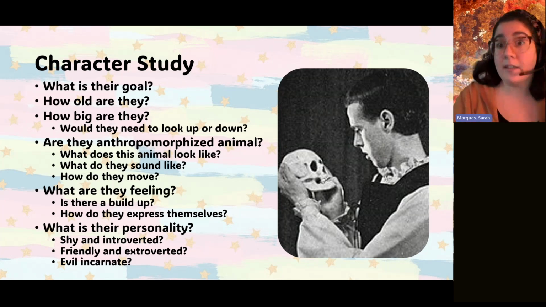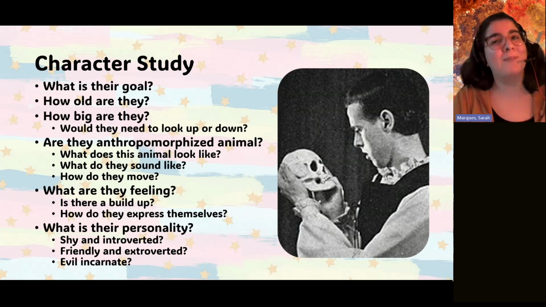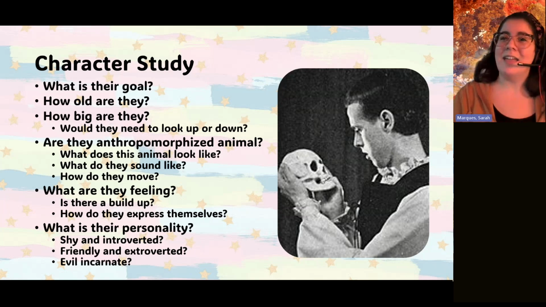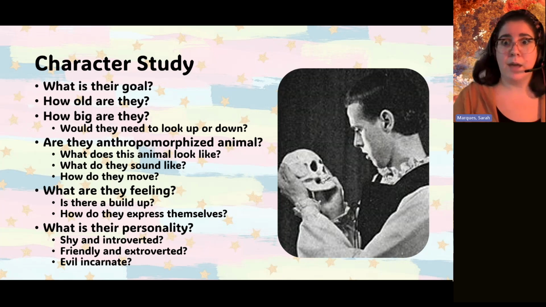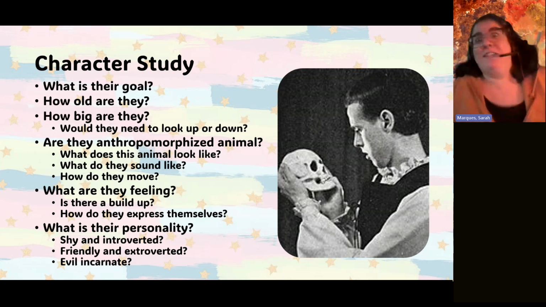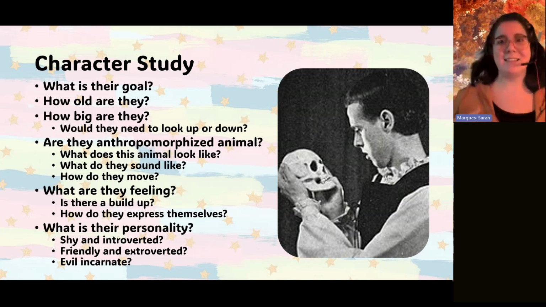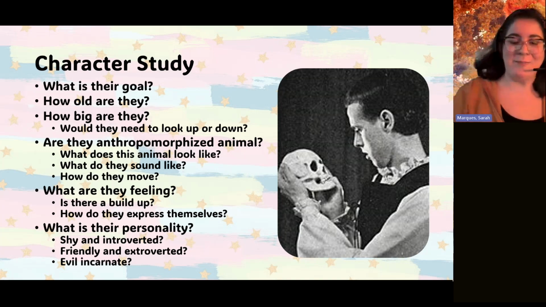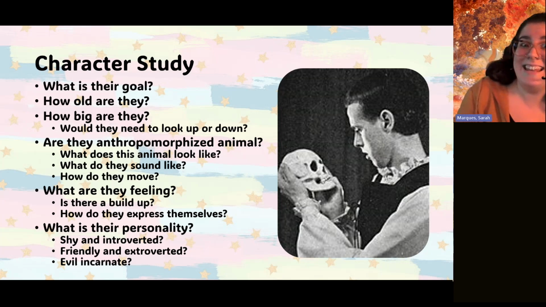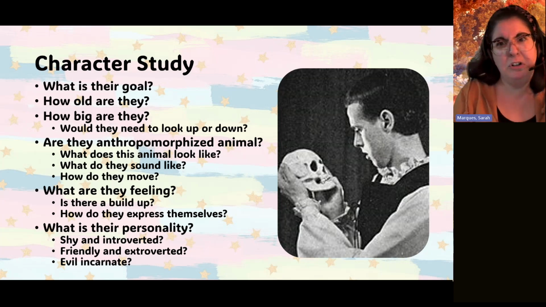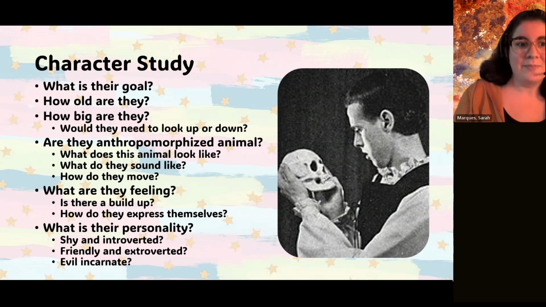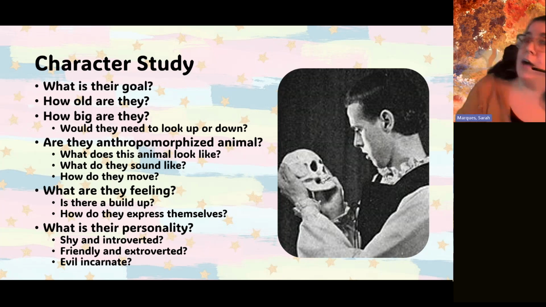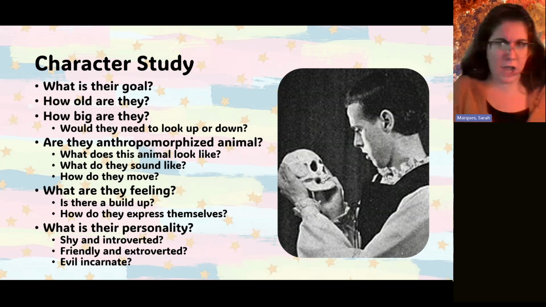So what is their goal? Are they walking through the park observing what they're seeing in nature? Then you'll read it in more of a calm manner and soothing. But do they have to go to the bathroom before their bladder bursts because they really have to pee? Then there's going to be some urgency to the story. How old are they? Because a young kid sounds very different from an old man. How big are they? Would they need to look up because they're very small or down because they're very large?